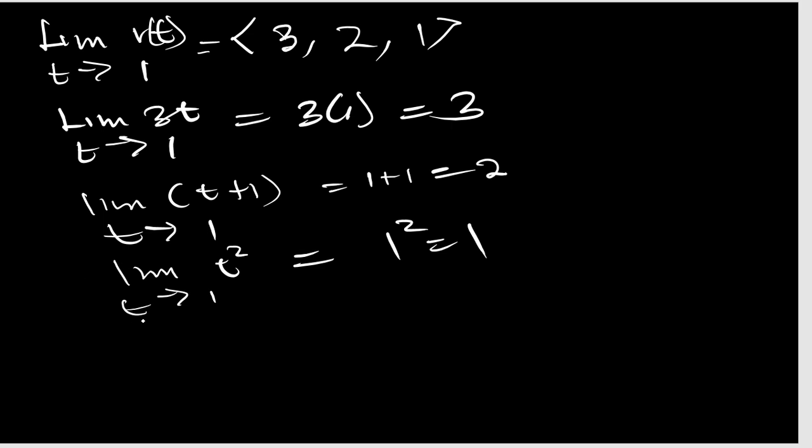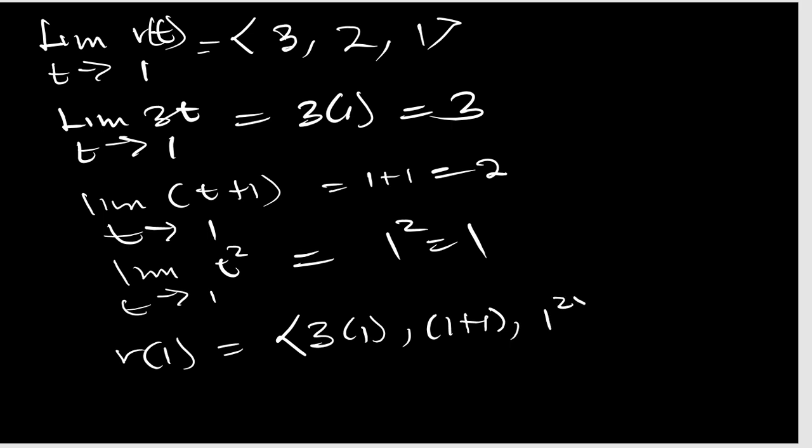Then we'll find the value of the function r of t at t is equal to 1, and that will just be r of 1. And we know this can be computed by just putting 1 into the individual functions. So that will be 3 times 1, comma, 1 plus 1, then 1 squared. This is going to yield 3, 2, 1.